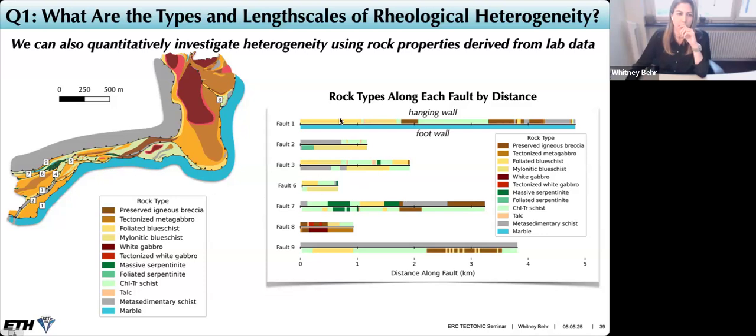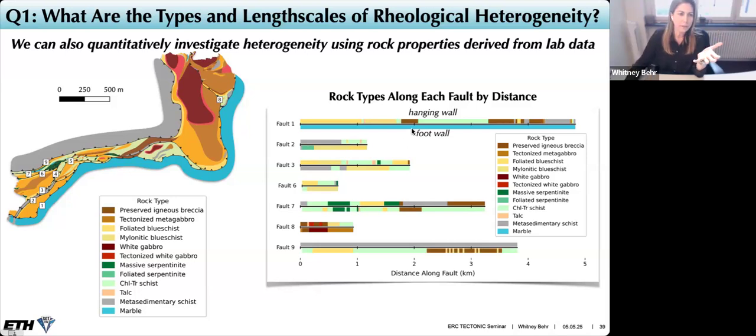Here I'm plotting the rock types. So I've just taken each fault and stretched it out into an along strike line. And I'm plotting the rock types as a function of distance along each fault, with the top part representing the hanging wall and then the bottom part representing the footwall. So fault 1, for example, is just this fault stretched out into a single line as a function of distance along strike.